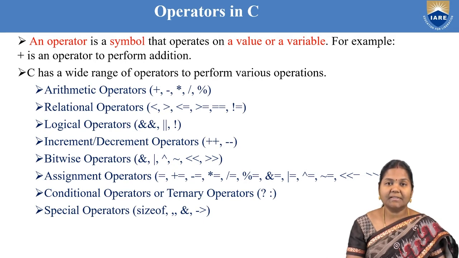So what are the operators? Let us have a look. One is called arithmetic operators. Second one is called relational operators, logical operators, increment-decrement operators, bitwise operators, assignment operators, conditional or ternary operators, and special operators. So, these are the operators supported in C language.